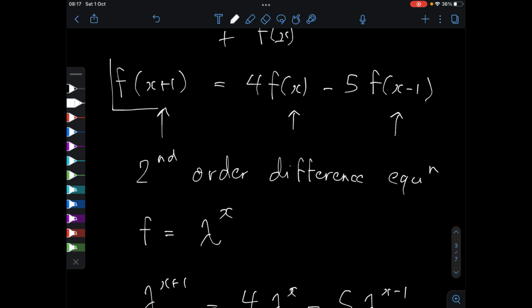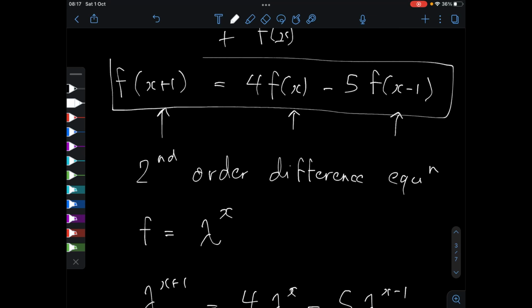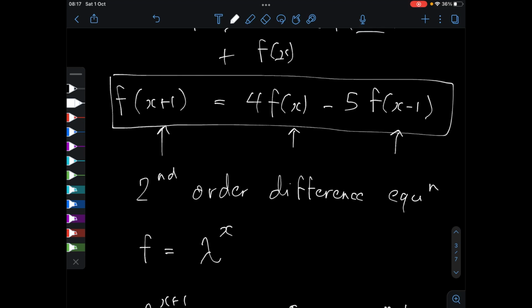Fun fact, this difference equation that we just solved, its solutions are the Gaussian integers, which are equal to their own conjugates. And Gaussian integers are just complex numbers of the form a plus bi, where a and b are both integers.